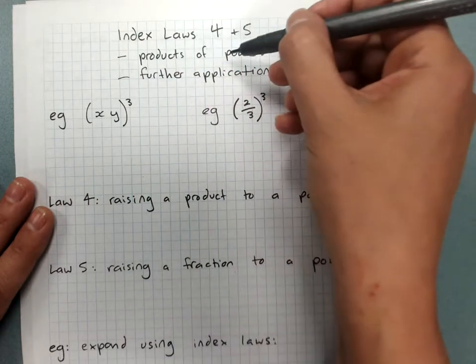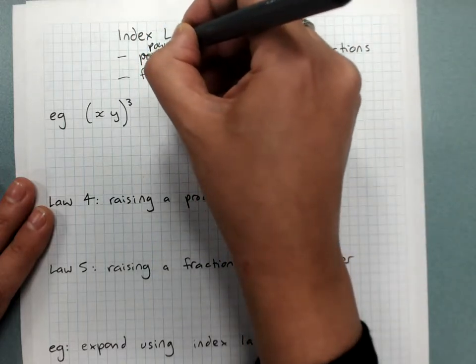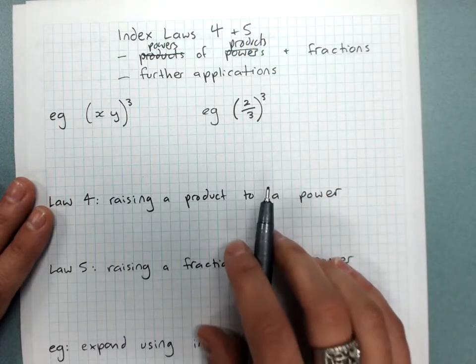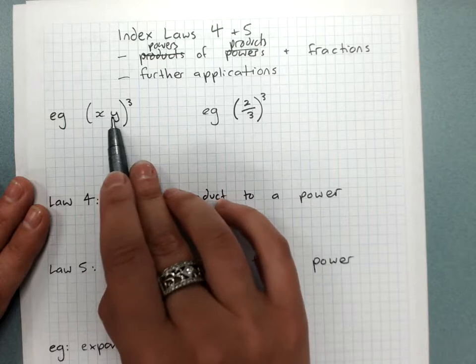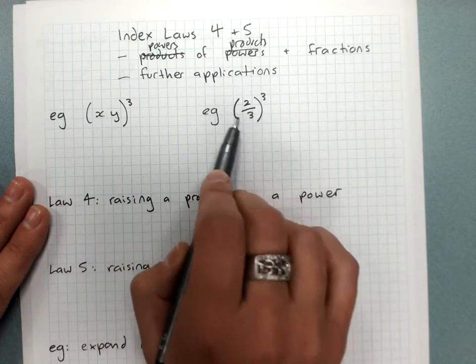Look, I wrote this the wrong way around. This should be powers of products and fractions. Sorry, powers of products and fractions. My bad. This is a power of a product. Product is multiplication, x times y. This is a power of a fraction, a division.